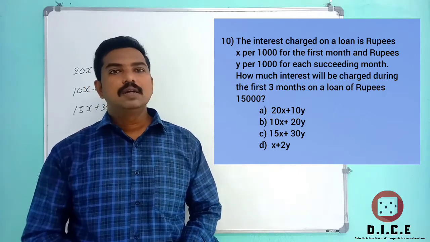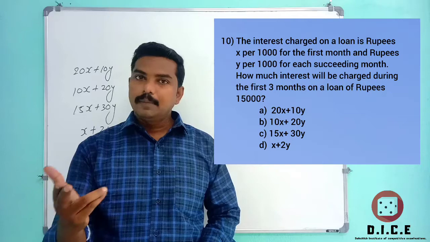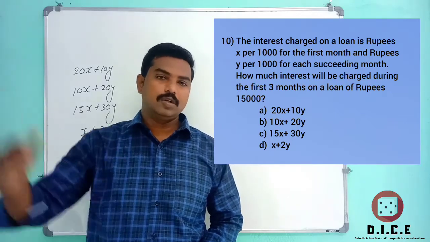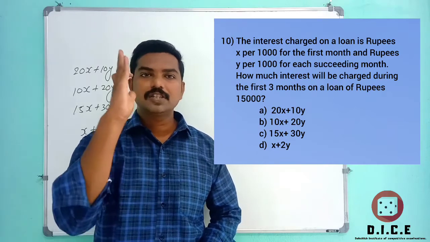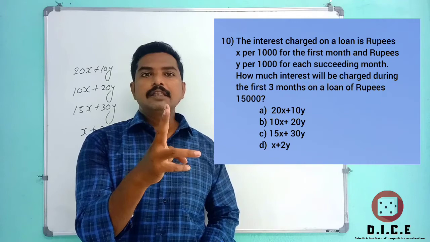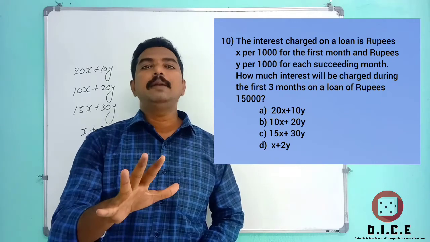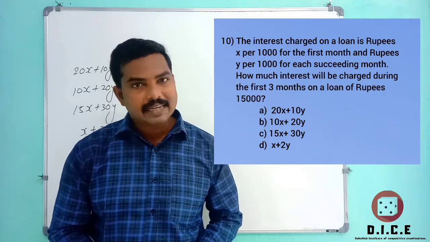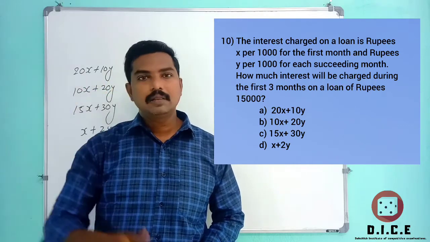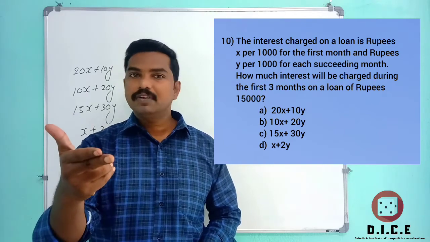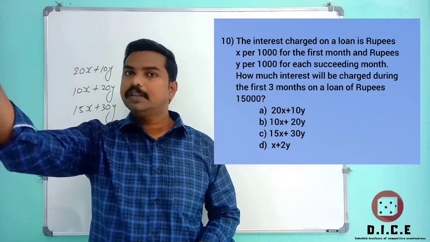If you see the next question here, the interest charged is X per rupees 1000 for the first month, Y per rupees 1000 for the second month, and Y for the succeeding months also, Y for 1000, Y for 1000. He is asking what is the interest charge for the first 3 months on rupees 15,000. So 15,000 is nothing but 15 parts of 1000. X per 1000 is nothing but 15 of X. And in the second month, 15,000 of Y is nothing but 15Y for the second month, and 15Y for the third month, and so on.